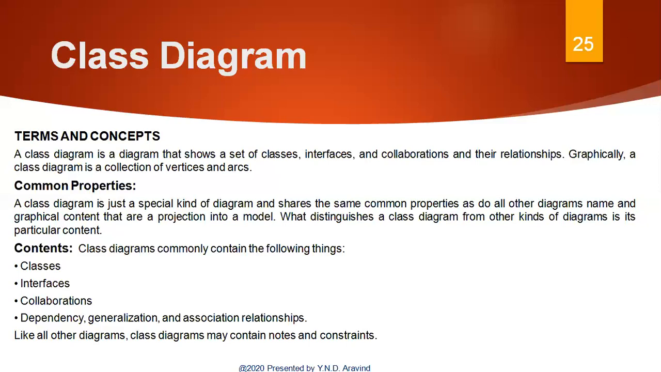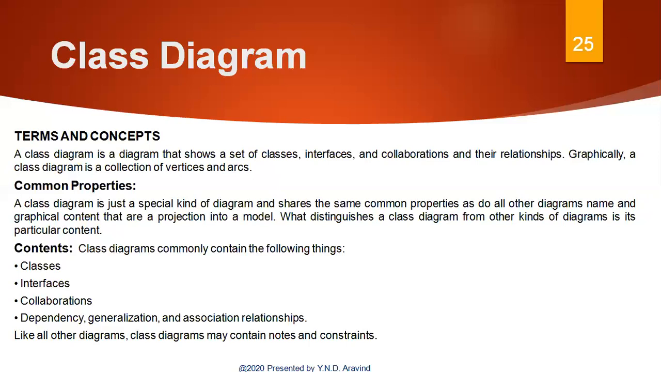Class diagrams commonly contain the following things: classes, interfaces, collaborations, and dependency, generalization, and association relationships. So, it links all the other diagrams. Class diagrams may contain notes and constraints. Class diagrams may also contain packages or subsystems, both of which are used to group the elements of our model in large chunks.